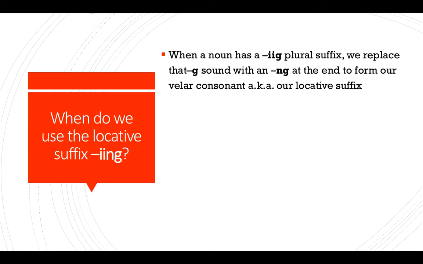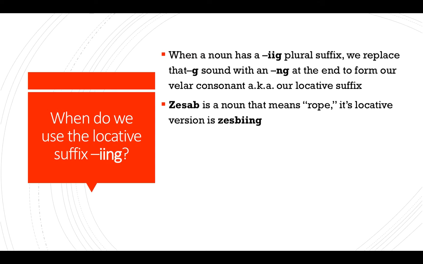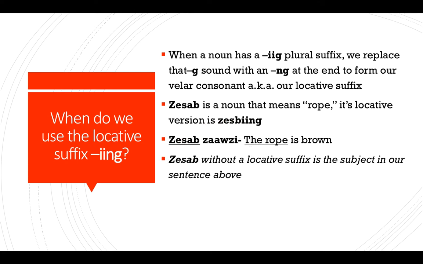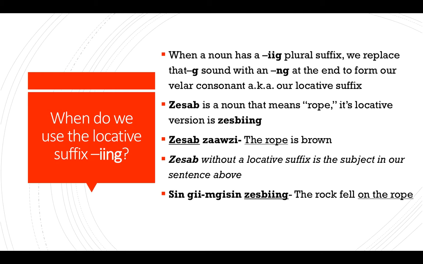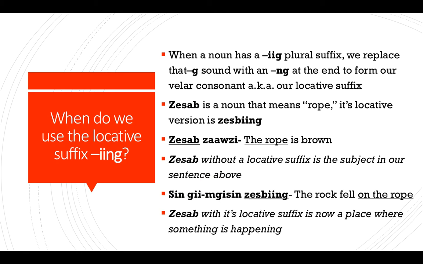And lastly, when a noun has an iig plural suffix, we replace that G sound with an NG at the end to form our velar consonant, also known as our locative suffix. So zesub is a word that means rope. Its locative version is zesbing. So zesub zelze means the rope is brown. Zesub without a locative suffix is the subject in our sentence above. Sin gimge sing zesbing means the rock fell on the rope. Zesub, with its locative suffix, is now a place where something is happening. Again, the rope has changed into the place where the rock is falling.